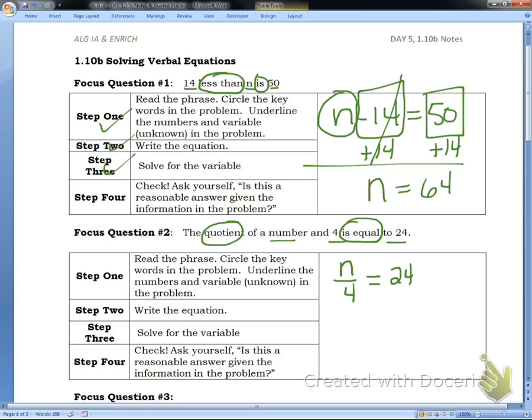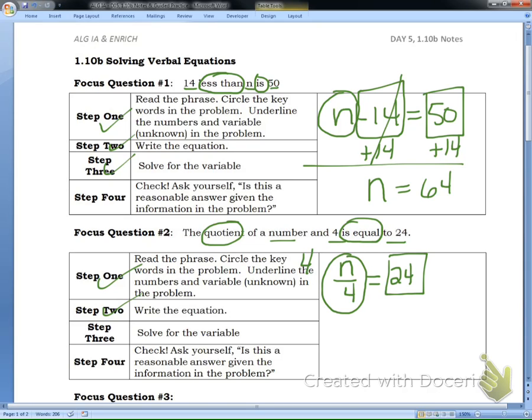Alright, we wrote our equation, now we need to solve it. So just like before, let's put our training wheels on. Circle your variable terms and put a square around your constants. So there's my variable term. I'm going to put a circle around the whole thing. And the 24 doesn't have a variable with it. That makes it a constant, so I'm going to put a square around it.